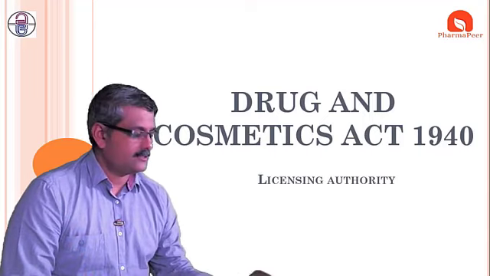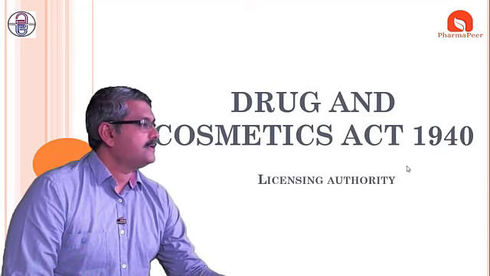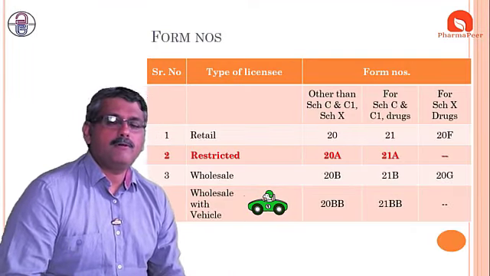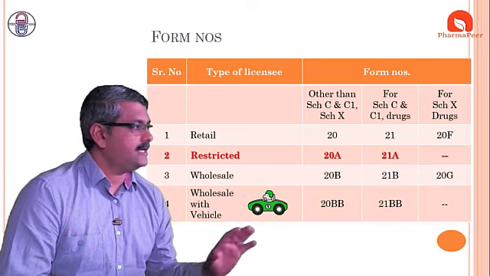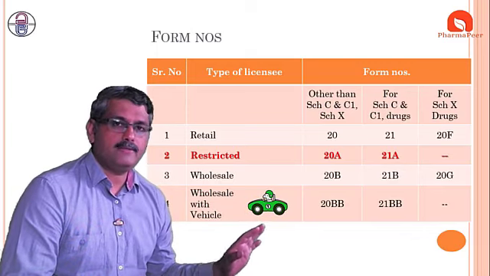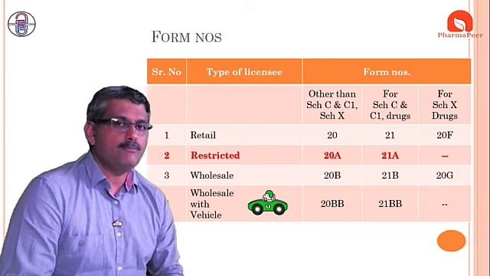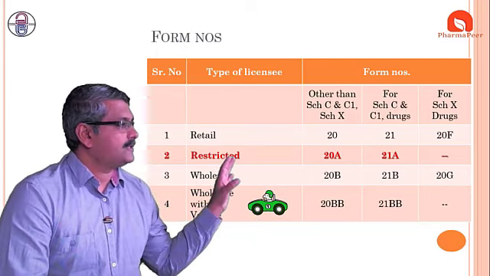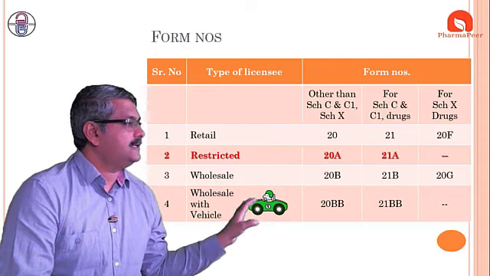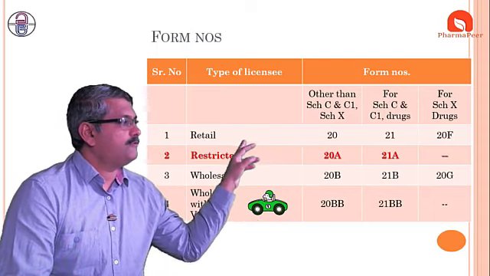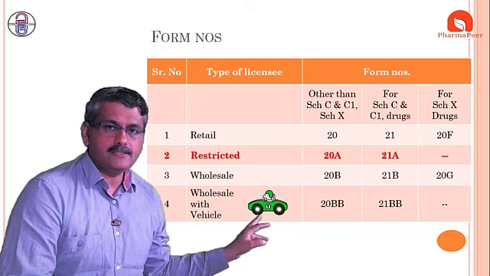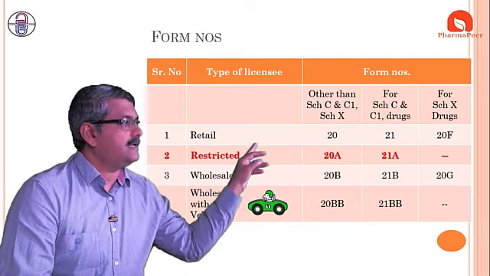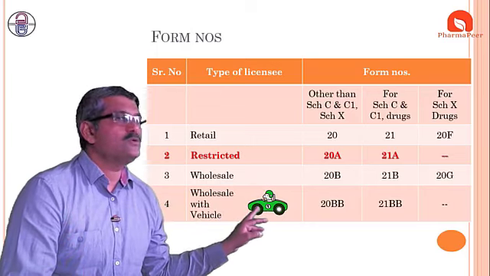So let's start with today's lecture. This is a form number table. First I will explain these form numbers, and then I will tell you the clue behind it so that you will remember these form numbers. This is a tabular formulation. In the table, we have written the 4 different types of licenses: retail, restricted, wholesale, as well as wholesale with vehicle.